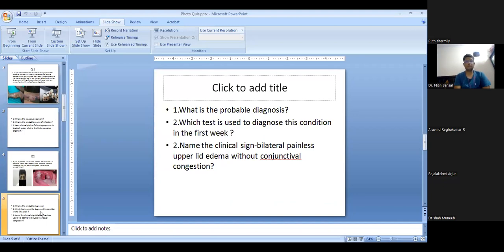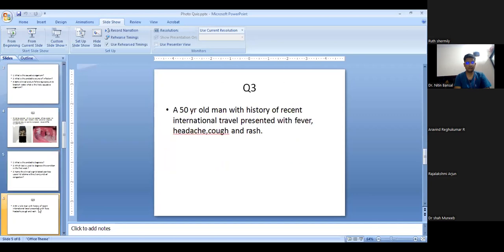Second is, which test is used to diagnose this condition in the first week of illness? The third one is, name the clinical sign, that is bilateral painless upper lid edema without conjunctival congestion. What is the name of the clinical sign? So first, what is the probable diagnosis? Second, which test is used to diagnose this condition in the first week? Third, name the clinical sign, which is the bilateral painless upper lid edema without conjunctival congestion. I'll move to the last question.